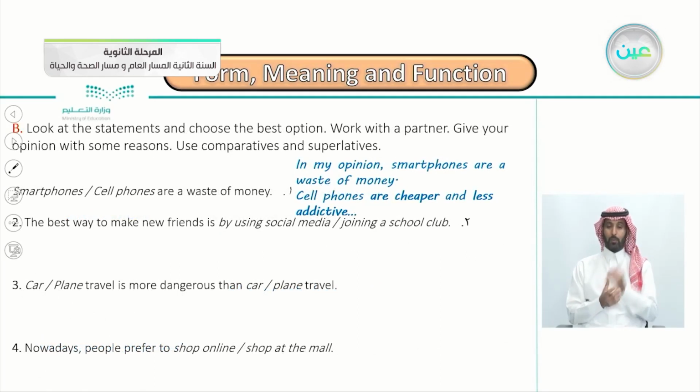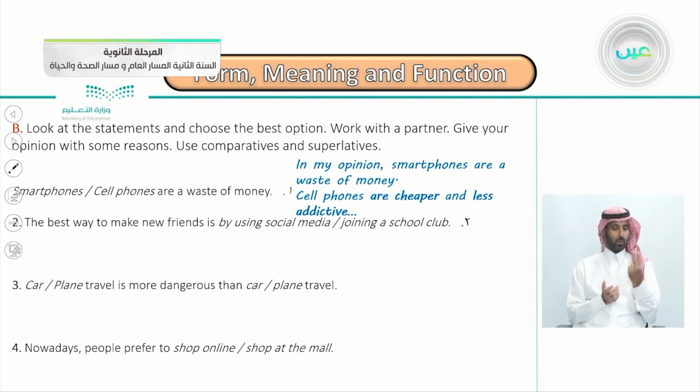Look at the statements and choose the best option. Work with a partner. Give opinions with some reasons. Use comparatives and superlatives. Of course, the first one is already done for you. Smartphones, cell phones are a waste of time. This is giving your own opinion. You say, in my opinion, smartphones are a waste of money. Cell phones are cheaper and less addictive. So we're comparing smartphones and cell phones, and you say that they are a waste of money. So this is the first one, which is already done.